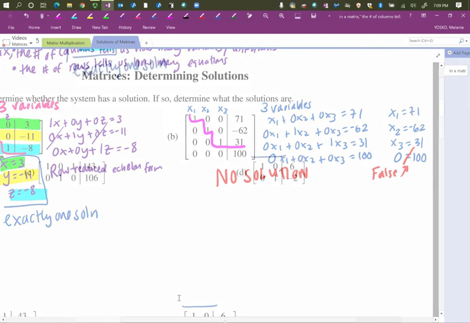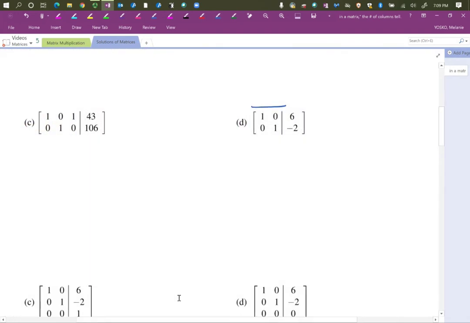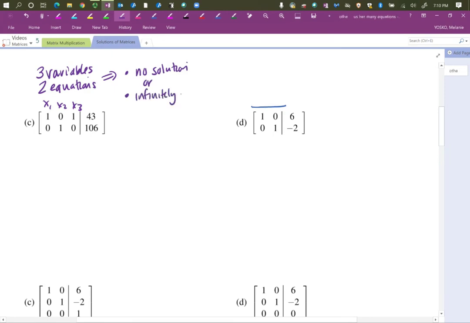Let's try another one. Okay, so for this example, we have 1, 2, 3 variables. Let's still use x sub 1, x sub 2, and x sub 3. But now we only have 2 equations. And we know that if we have fewer equations than variables, we will only have 2 choices. We can either have no solution, or we can have infinitely many solutions. You will never have exactly one solution when you have fewer equations than variables.